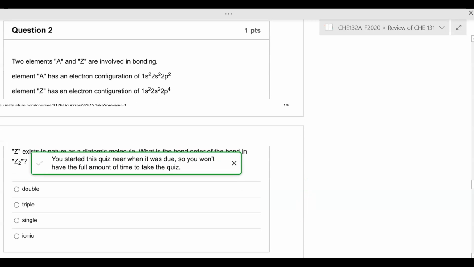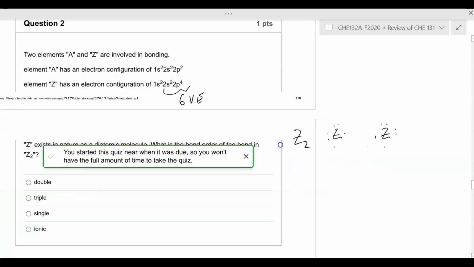This one we're asking now about Z2. So Z is going to have 6 valence electrons. The 2s, 2p4, that's 6 valence electrons. And it's pretty easy to see.